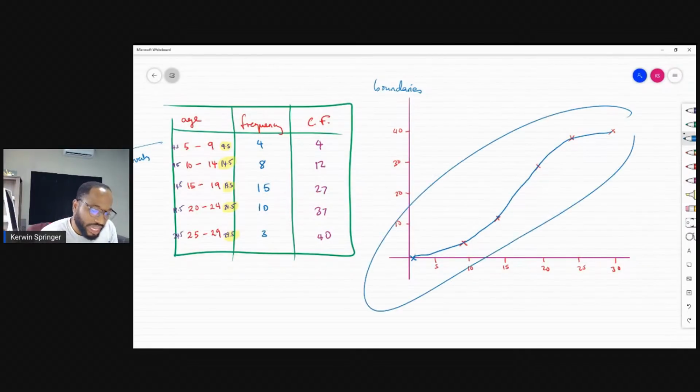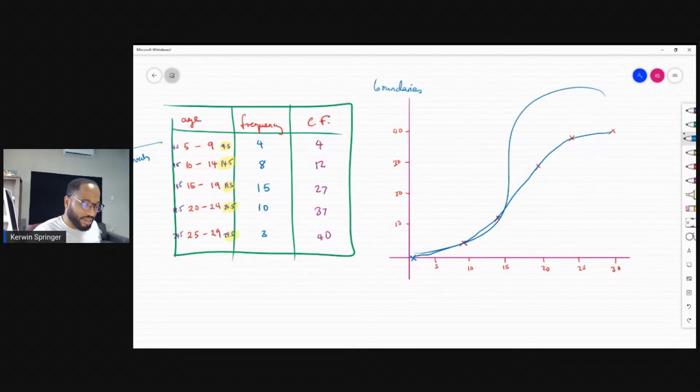So you're always getting this kind of S shape, because what's happening is the data is normally skewed towards the center. So with the data skewed towards the center, the gradient speeds up in the center and then eases up on each side of the graph. But this is how your graph should look.